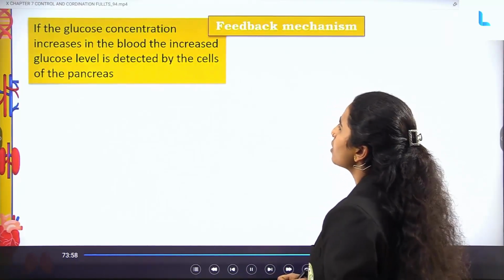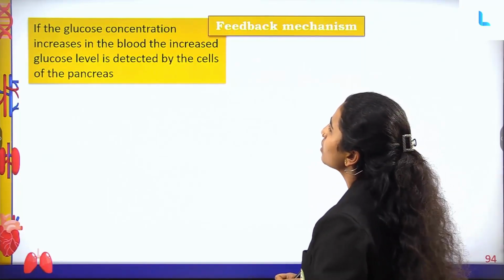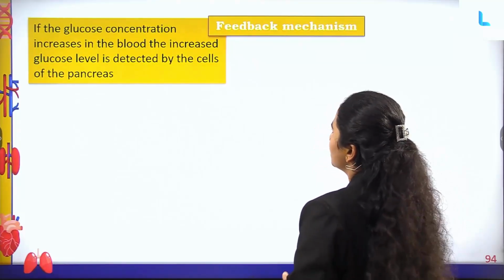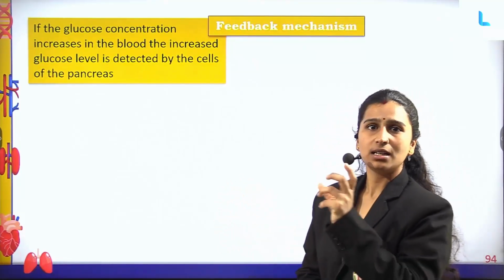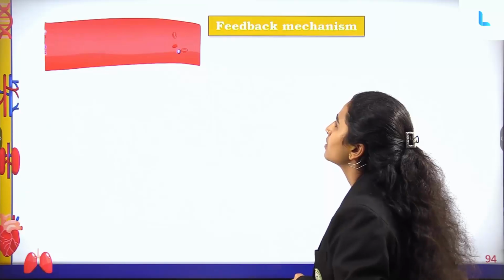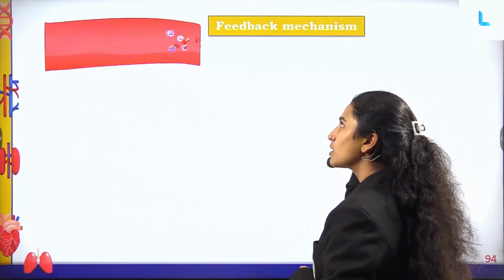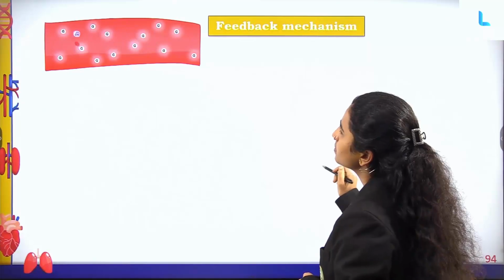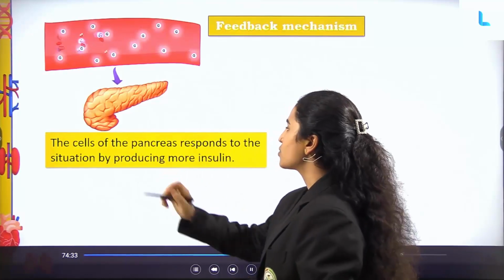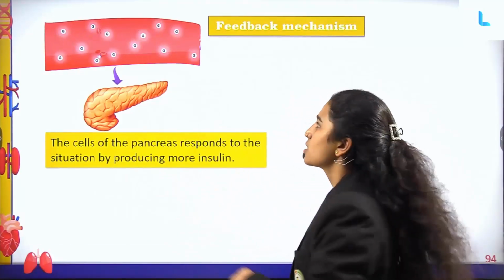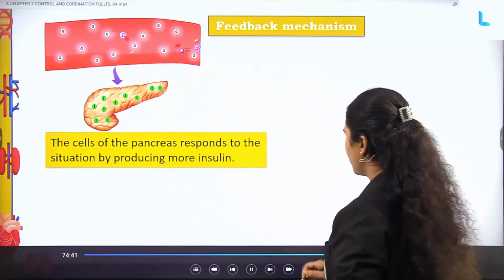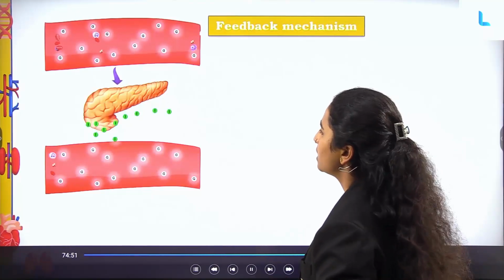In the feedback mechanism, if the glucose concentration increases in the blood, the increased glucose level is detected by the cells of the pancreas. This is the production of glucose molecules by the pancreas. Now the cells of the pancreas respond to the situation by producing more insulin. If glucose molecules are more, then insulin production will increase to maintain the glucose level.